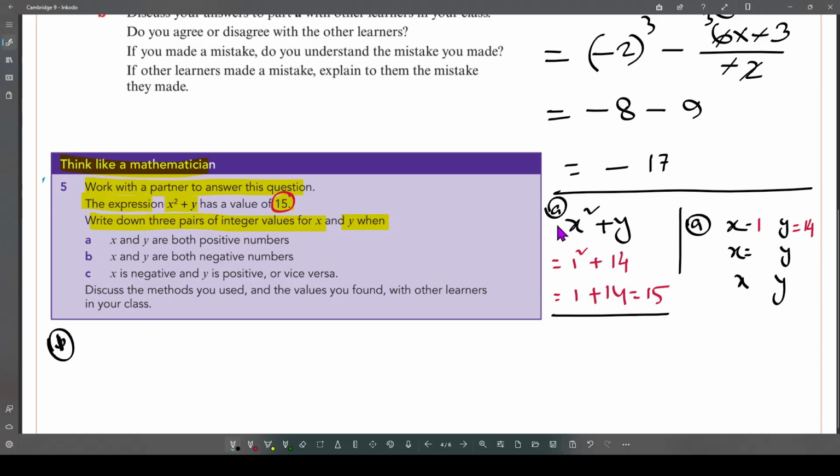This is A, but the first part. Again, x square plus y. If x equals 2, then 2 square. So we need 15 to make.